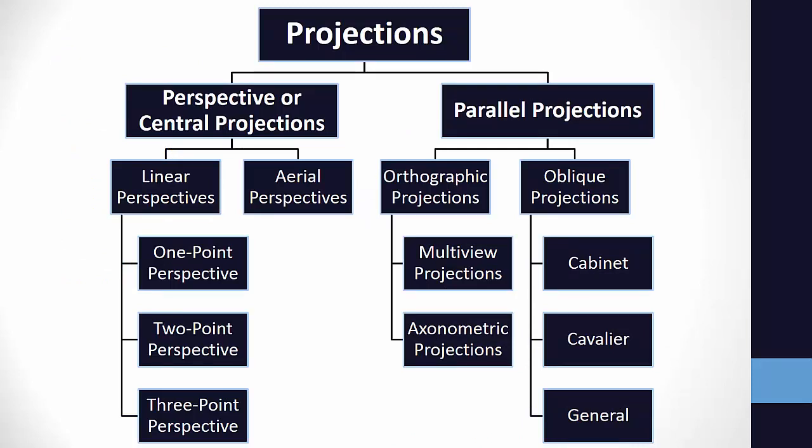Recall our roadmap to visualization. All projections can be divided into two theories of thought: perspective and central projections, or parallel projection theory. The first visualization lesson covered perspective projections as well as aerial perspectives. Secondly, you learned about orthographic projections, specifically multi-view drawings, which are most beneficial to all engineers. Today, we will cover both axonometric projections and oblique projections, which are different types of parallel perspectives.